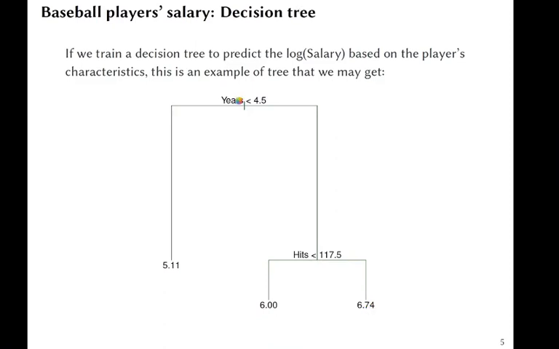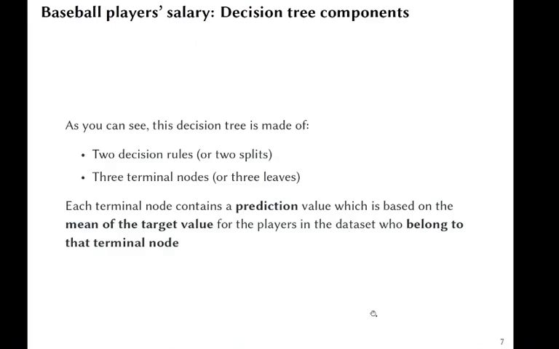As you can see, first it looks whether the person is experienced. If not, it predicts a very low salary. It predicts a medium salary if a person is more experienced but has fewer hits, and the highest salary is predicted for a person with more than 5 years of experience and more than 118 hits. Overall, you can see it is a very intuitive and straightforward way to predict based on data. In this decision tree, there were 2 decision rules and 3 terminal nodes. A regression tree is when we predict a continuous variable. When we predict a categorical variable, we call it a classification tree.